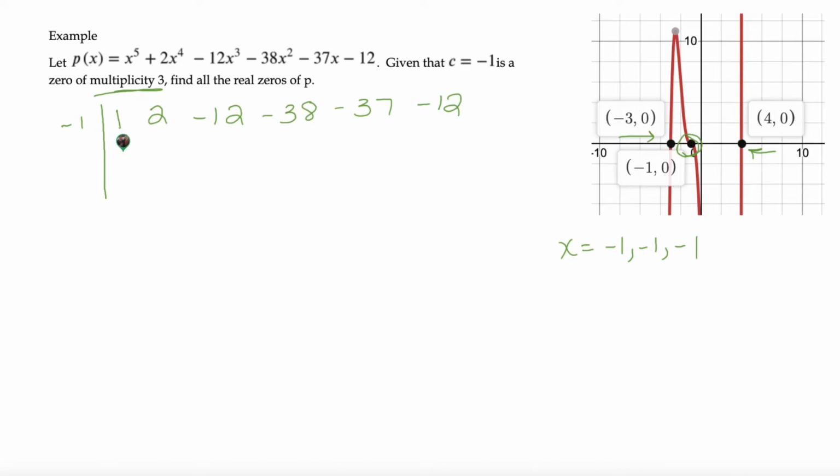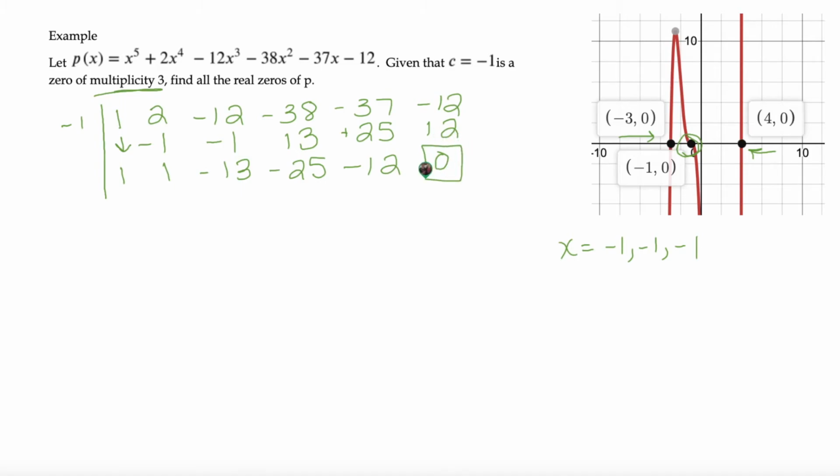Always bring down the first value and multiply. -1 times 1 is -1. 2 minus 1 is 1. We'll have the same result, except when I add -12 and -1, we have -13. -1 and -13 is +13. So when I add, I have -25. -1 times -25 is +25. So when I add, we have -12. We end up with +12 and a remainder of 0.